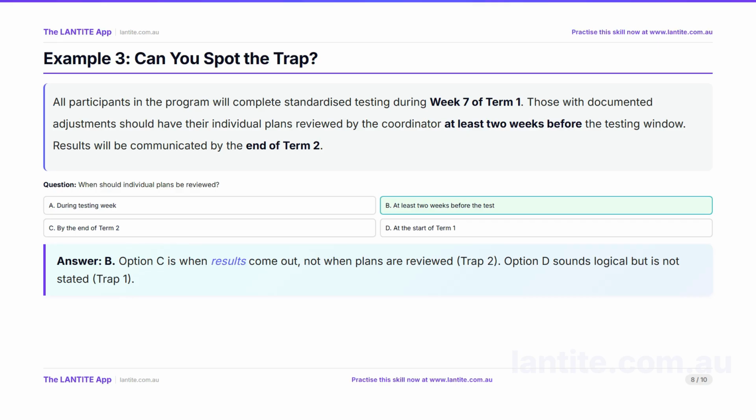Let us put those traps to work. The question asks when individual plans should be reviewed. Scanning for the words plans and reviewed, we find should have their individual plans reviewed at least 2 weeks before the testing window. The answer is B. Now look at the traps. Option A says during testing week. That is the wrong timing. Option C says by the end of term 2, but that is when results come out, not when plans are reviewed. That is trap 2, the wrong detail from the right passage. And option D says at the start of term 1, which sounds reasonable, but the text never says that. That is trap 1, the probably true answer.